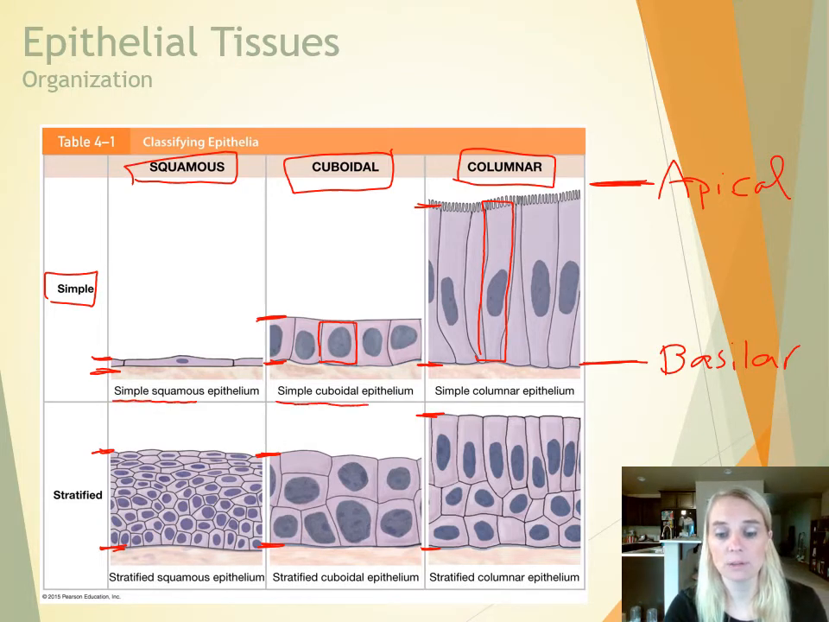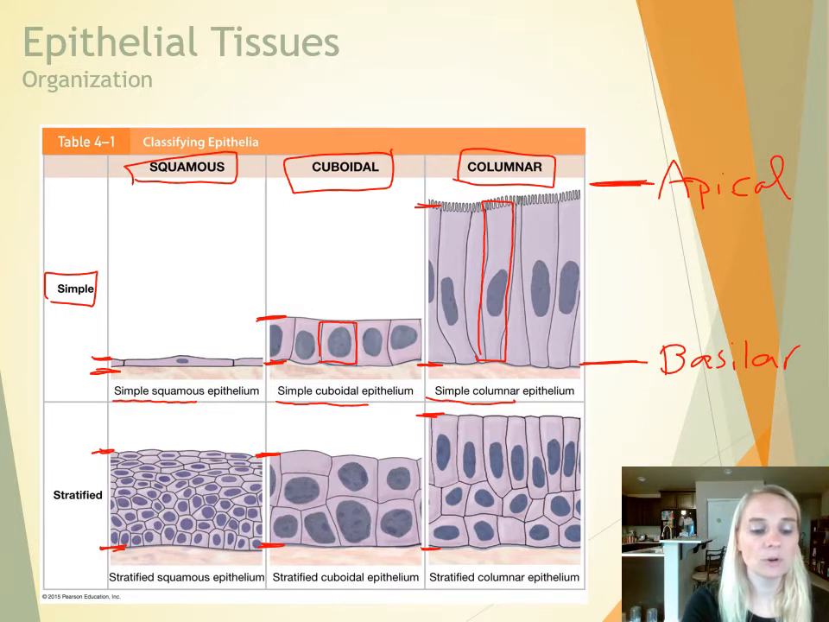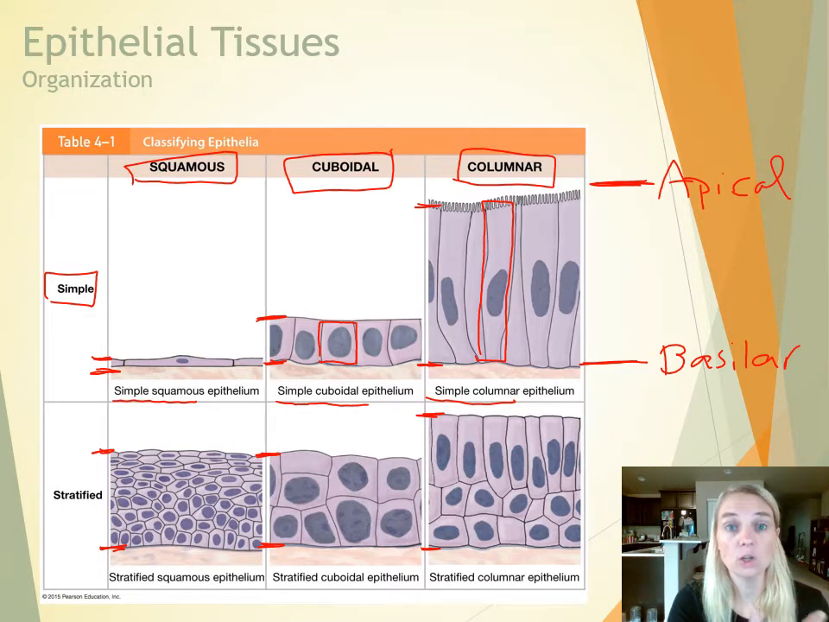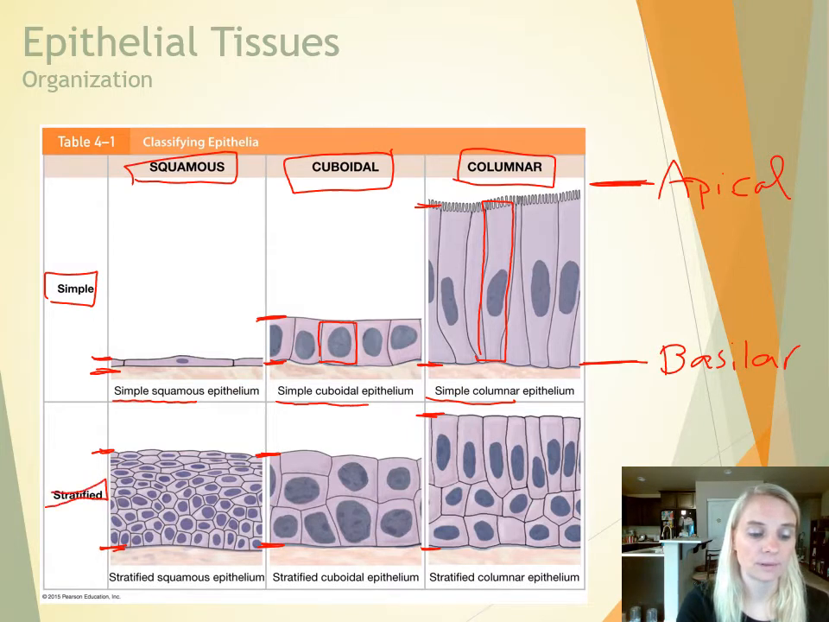If it's one layer of columnar cells, simple columnar. Pretty easy, right? If you see from basilar surface to apical surface there's more than one, two or more, then it's called stratified. It's a very bad square or rectangle.